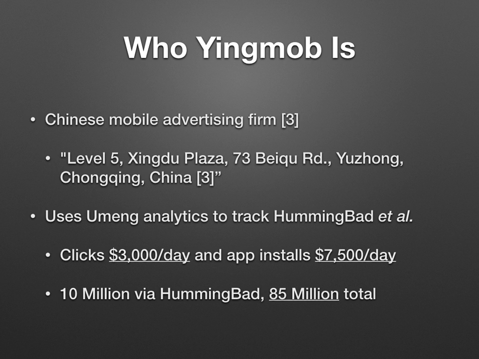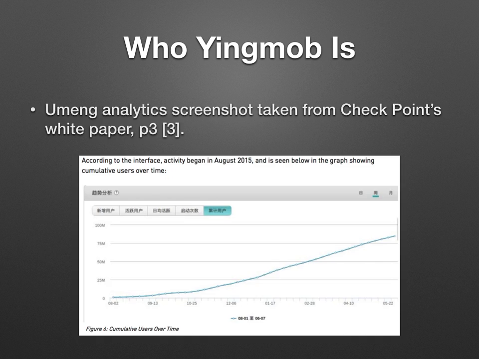They also found that it wasn't just 10 million from HummingBad, but there's other malware that they control, which actually puts the number at 85 million. So that's a lot. And as you can see, this is a chart from their white paper that it's been steadily increasing. The number of people that are infected by this is increasing and will continue to do so.